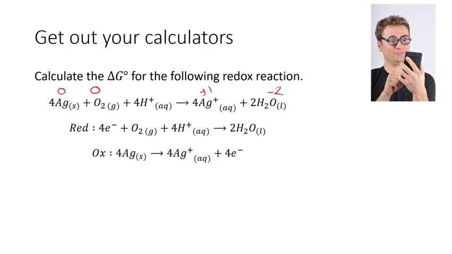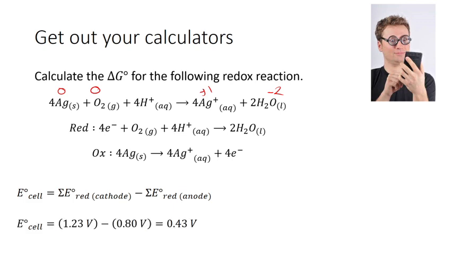All right, so now that we have that out of the way, we can calculate our standard cell potential for this, because we know which one's going to be at the cathode and which one's going to be at the anode. So you remember that reduction takes place at the cathode, oxidation at the anode. So we can look up the standard reduction potentials on a chart for each of these, and we end up with this as our equation. And we know that E cell is going to be equal to 0.43 volts.